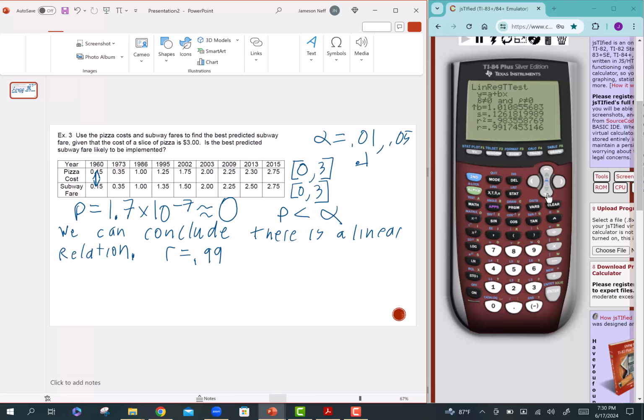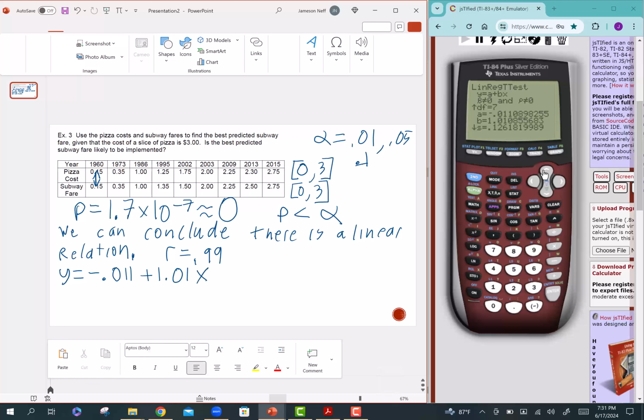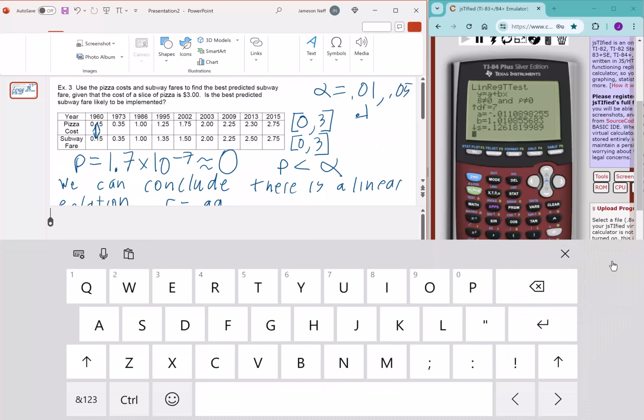Then the final values, you can see it shows you the linear equation is y equals a plus bx. So that's the equation, the line that gives us our equation. So that's A, that's the y-intercept, plus bx. So that's the equation, where x is the pizza cost and y is the subway fare.